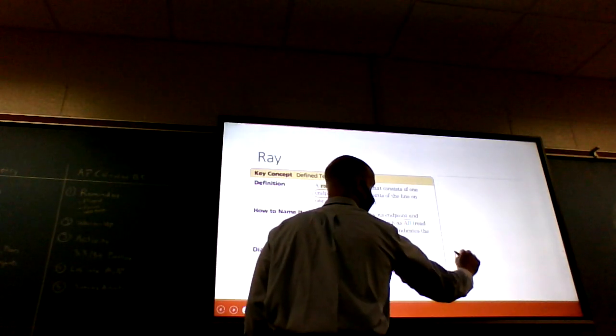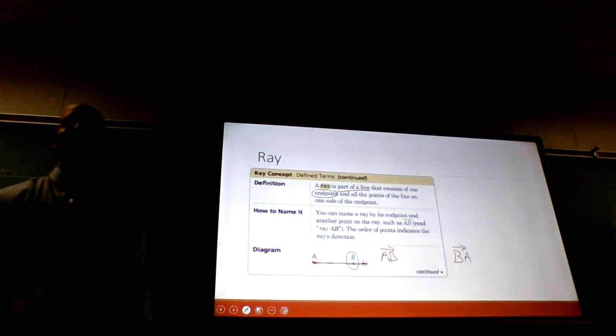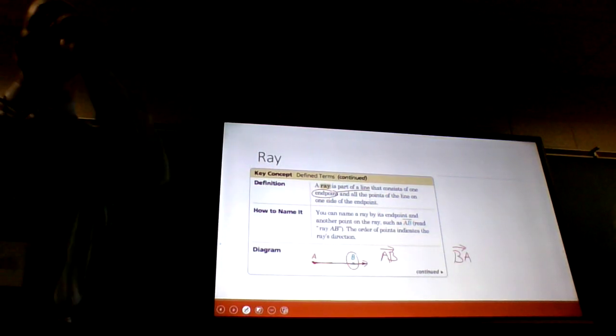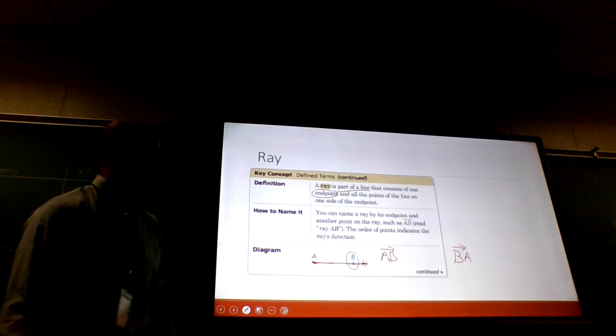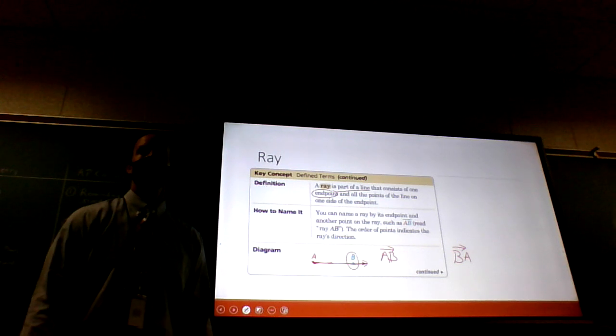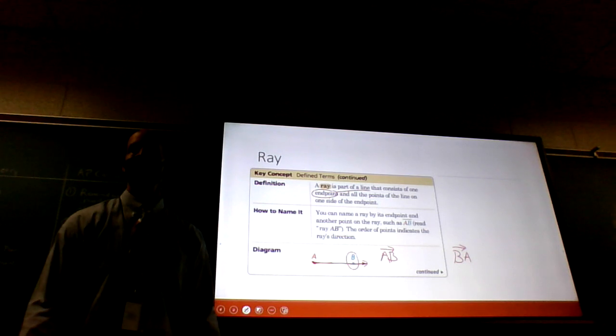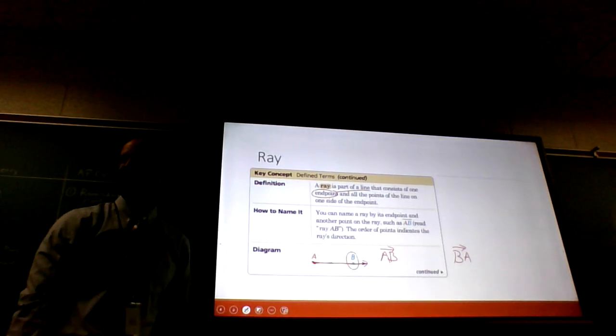Can anyone tell me why this would be incorrect? I'm sorry. What's your name? Anthony. Why? Because the line's not pointing that way. The line. You mean the arrow? Oh yeah, arrow. The arrow's pointing towards... Yeah. Sure. Exactly. The ray's going in this direction, I think, is what he's trying to say.